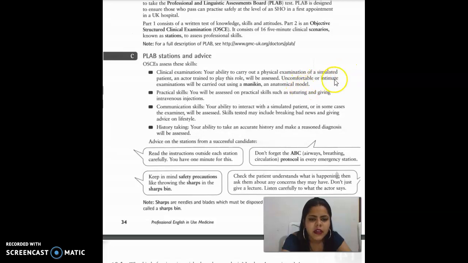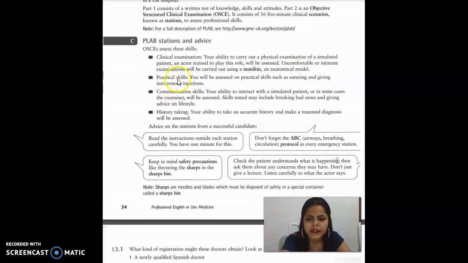Uncomfortable or intimate examinations will be carried out using a mannequin, an anatomical model. Practical skills: you will be assessed on practical skills such as suturing and giving intravenous injections.